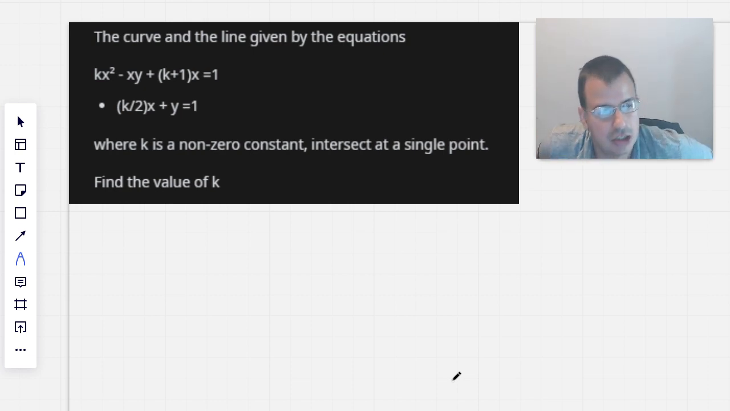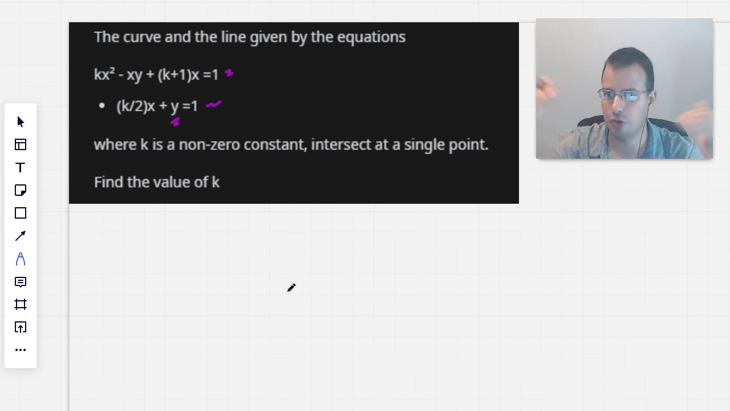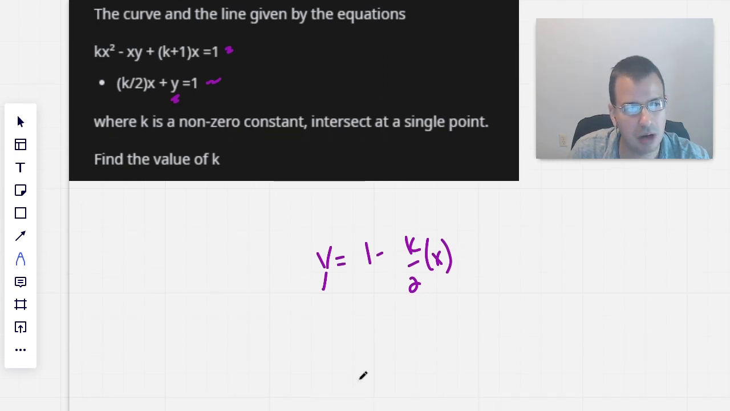All right. So, no idea what to do. First thing we're going to do is take this y, solve for it, and plug it into the equation. That way you're just trying to reduce the variables. So I'm going to start by saying that y equals 1 minus k over 2 times x. Yeah, that seems reasonable, even plausible.